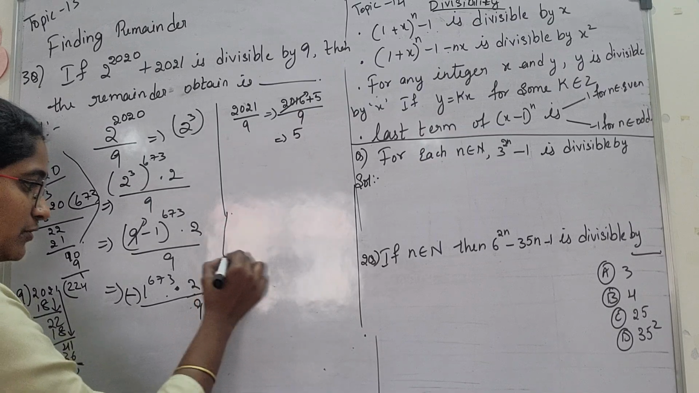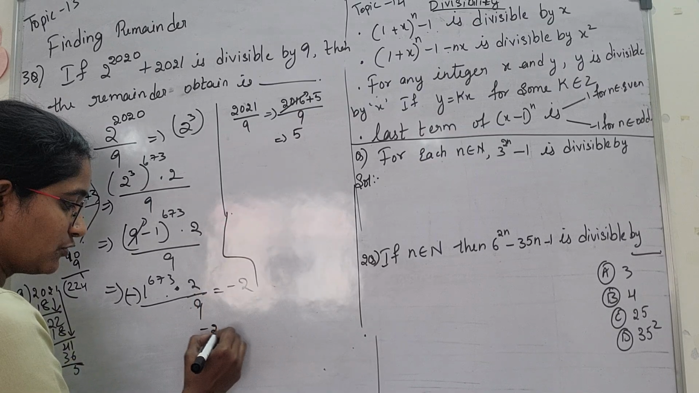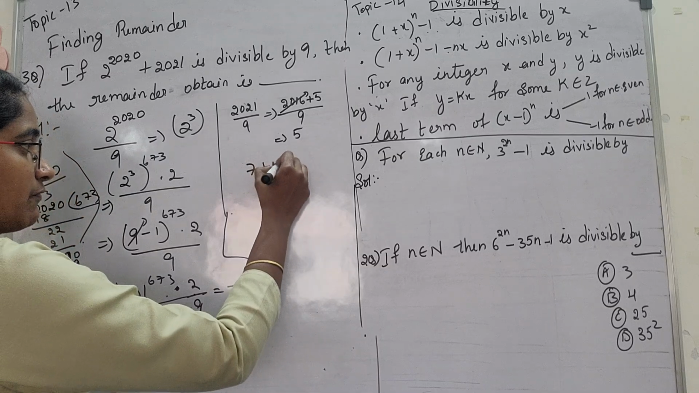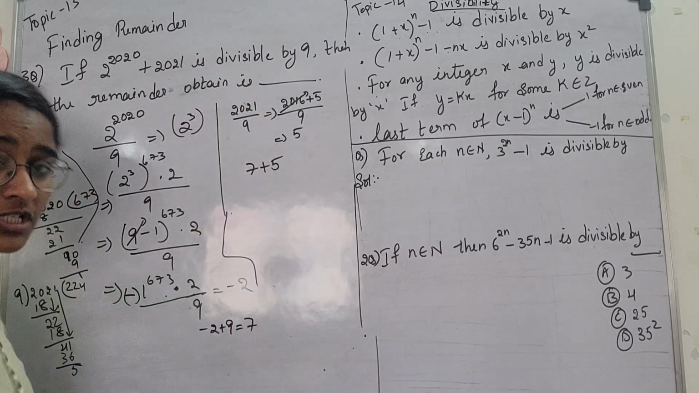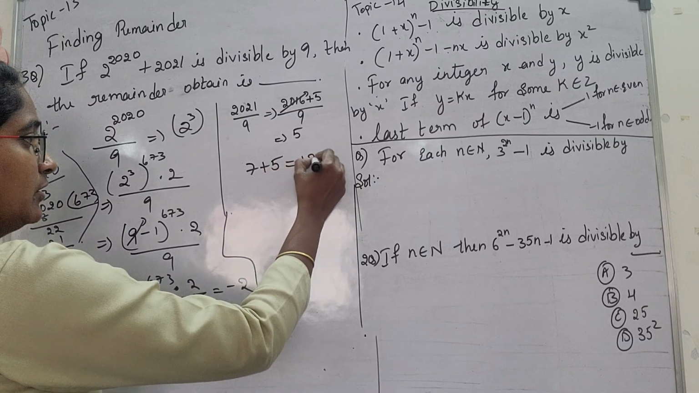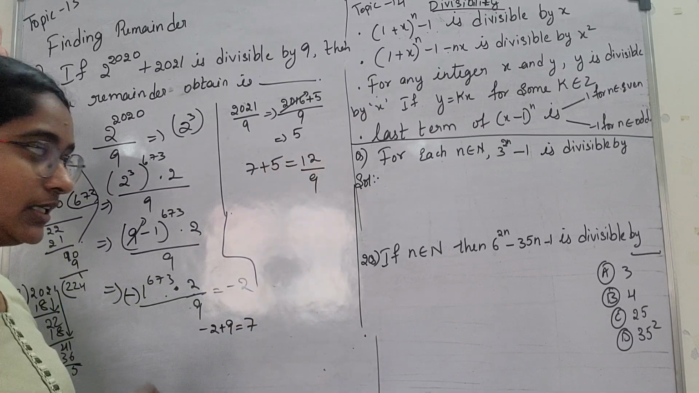But as I told you, if it is minus, then minus 2 plus 9 we will do. Then this is 7. So 7 plus 5. So this and this both is addition. So 7 plus 9 is how much again? Again 12. Again 12 will go by 3.